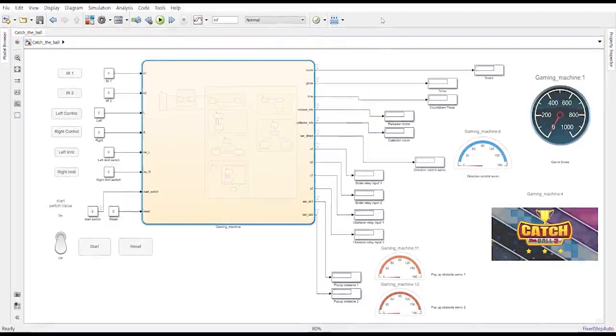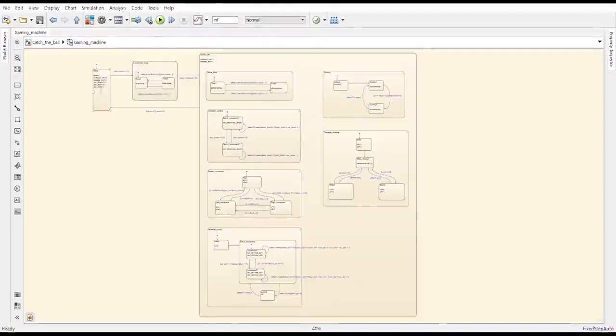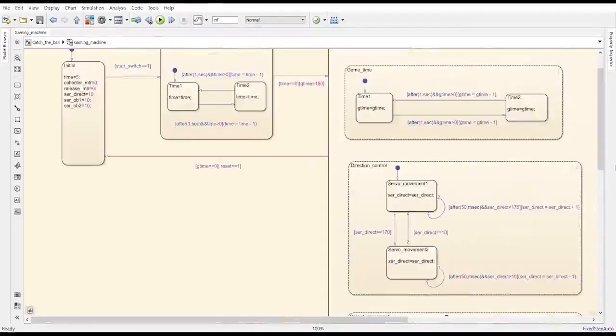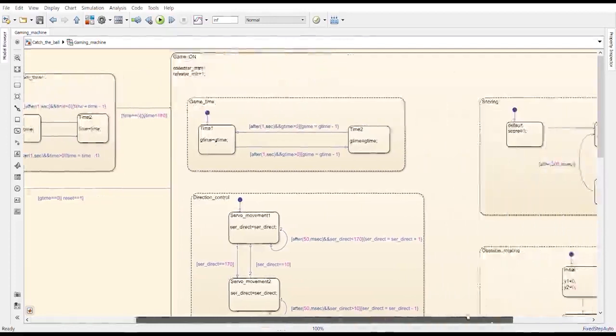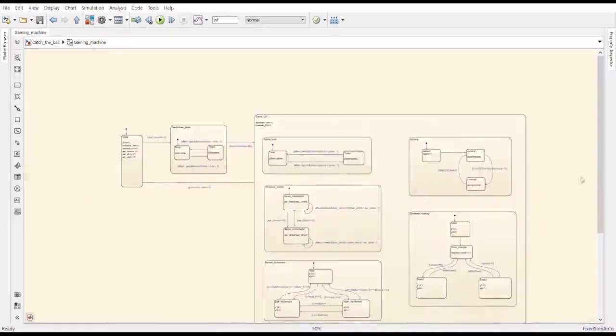Now I will present you the simulation of our course project. This is the simulating model of our course project. Here you can see the one big chart. Inside this we have 3 states. First is the initial state. Initially it is at the initial state. When the start switch is pressed, it goes to the countdown timer state, takes a 5-second countdown and goes to the game on state. Inside the game on state we have 6 charts in parallel decomposition.